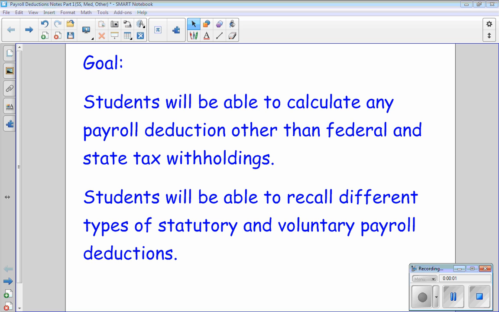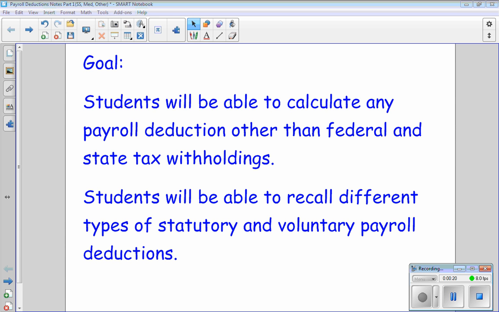Today students will be able to calculate any payroll deduction other than federal and state tax. Federal and state tax are calculated differently. We're going to talk about that tomorrow. So today we're just going to do everything else. Students will be able to recall different types of statutory and voluntary payroll deductions.